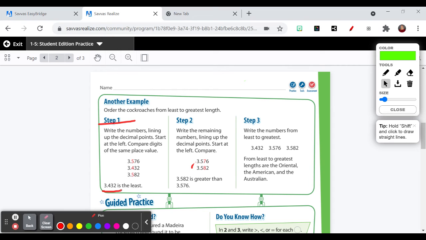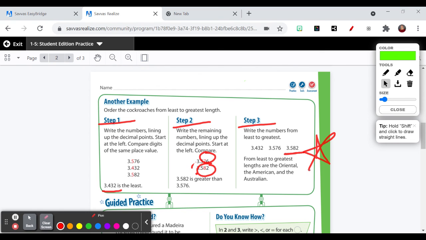So now we have to compare the two that have a 5 in the tenths place. We see here that the one on the top has a 7 in the hundredths place. The one on the bottom has an 8 in the hundredths place. If you look over at step 3, the one with the 8 in the hundredths place is greater than the one with the 7. So these are ordered from least to greatest.